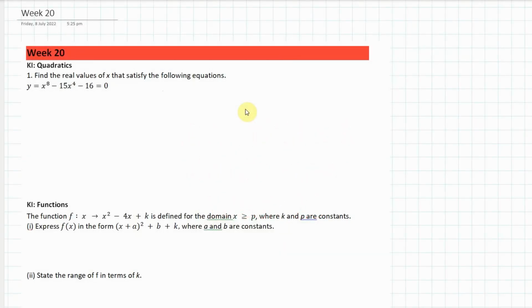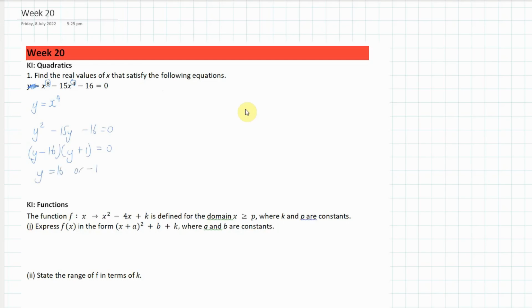Week 20, maintenance, pure maths 1, here we go. First one, you notice we've got powers of 4 and 8, so I'm going to make y equal to x to the 4, and I could rewrite this whole equation as y squared minus 15y take away 16 equals 0, and I think very easily I can factorize this as y minus 16 into y plus 1 equals 0, so I've got y equals 16 or minus 1.